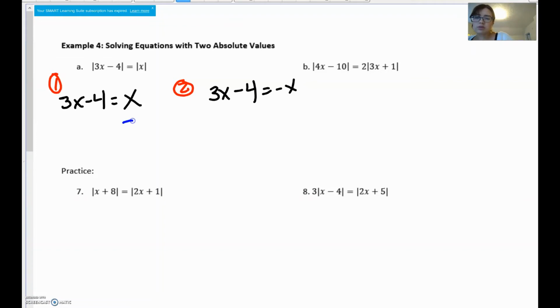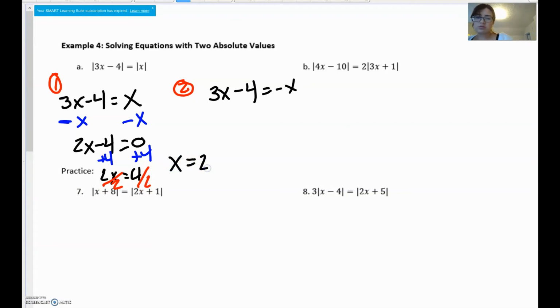So we're just going to subtract x, and we'll get 2x minus 4 equals 0. You are going to add 4 to both sides. We'll get 2x equals 4. Our last step is just to divide by 2. X equals 2.